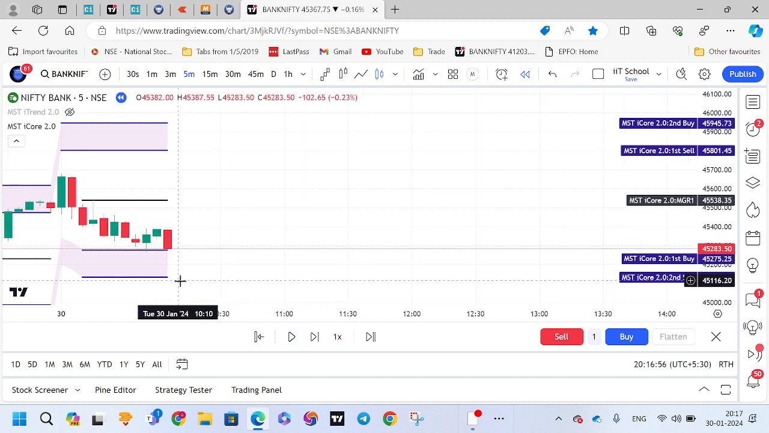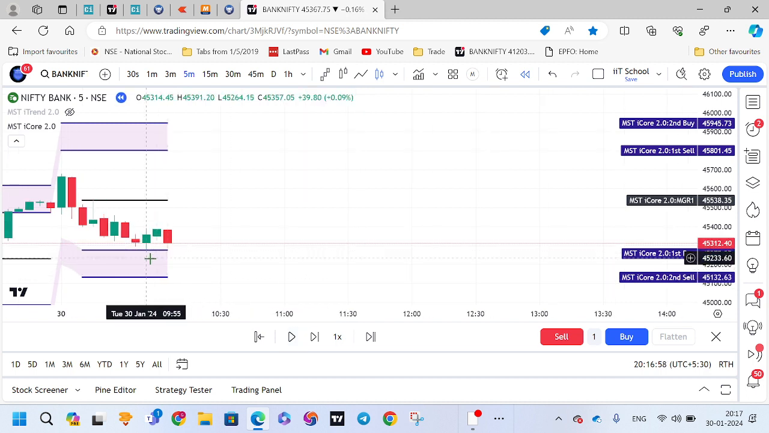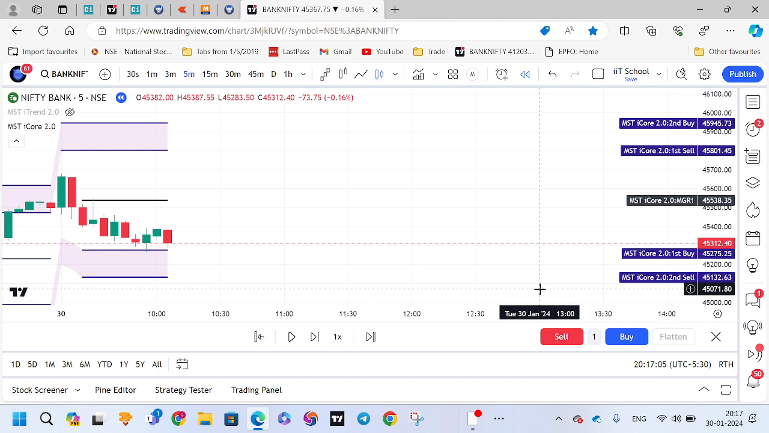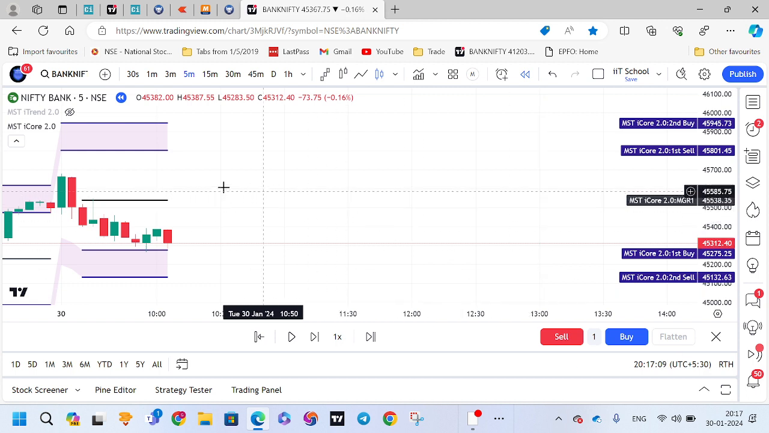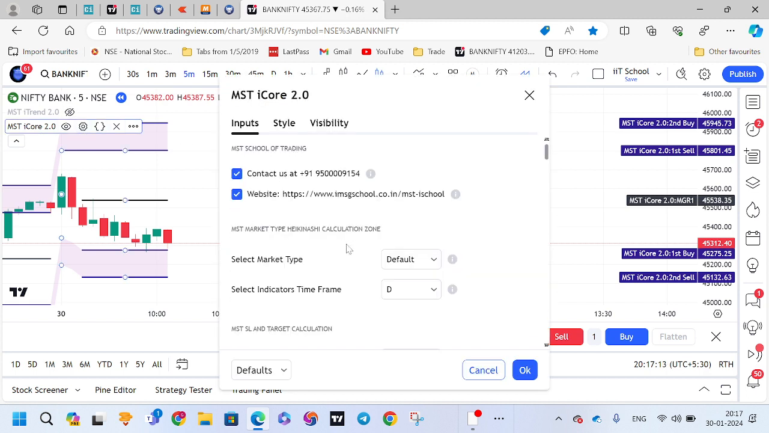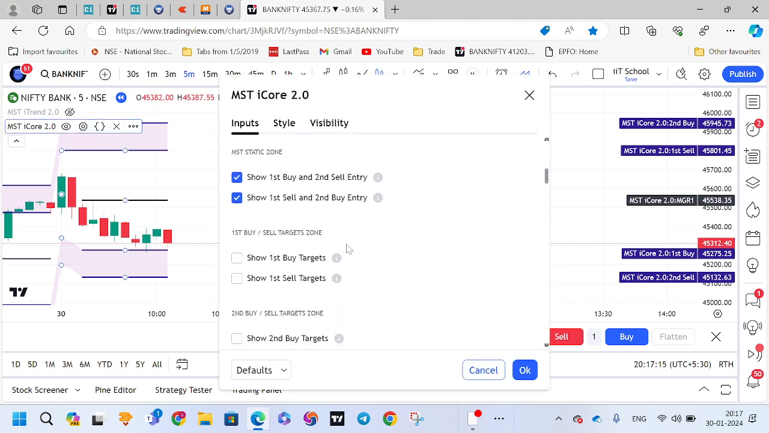Exactly, now buy has been activated. See, the low made was 45,264 and our entry is 45,275. So after the entry, it came down 10 points. Since buy has been activated, we are not supposed to sell now. Once buy is active, sell is invalid. Once sell is active, buy is invalid unless SL is hit.